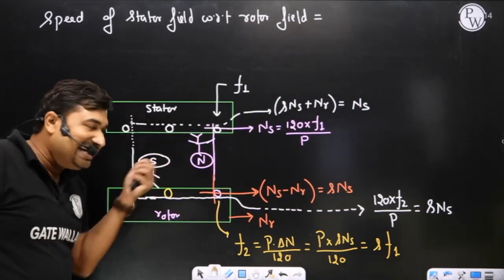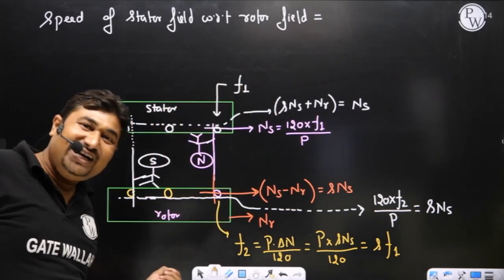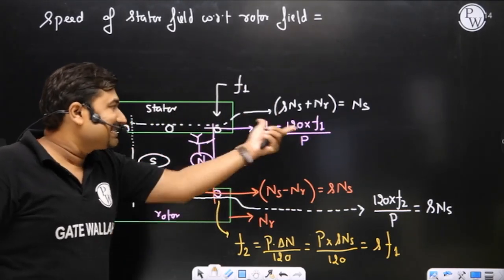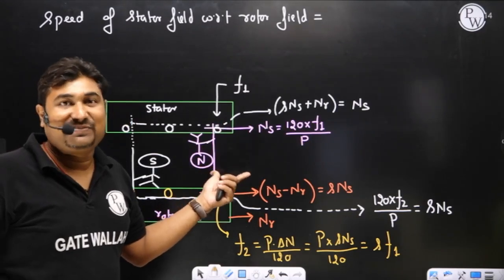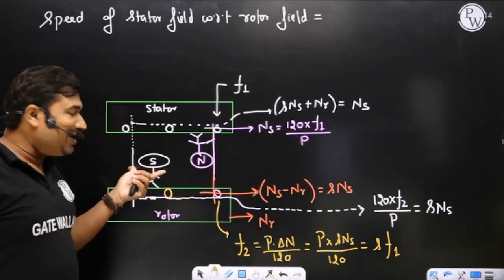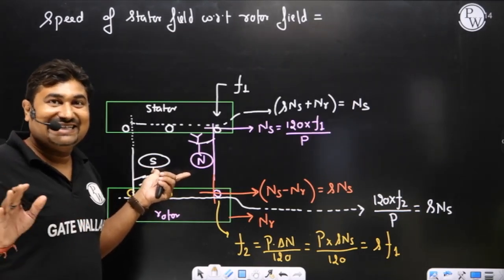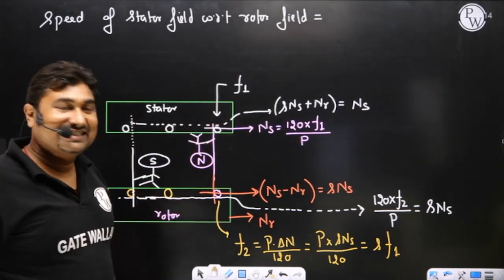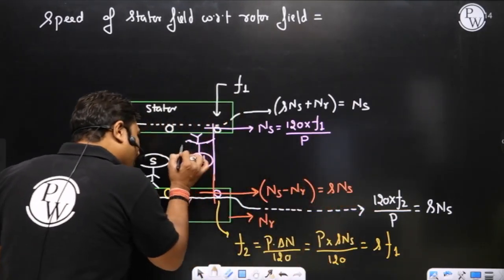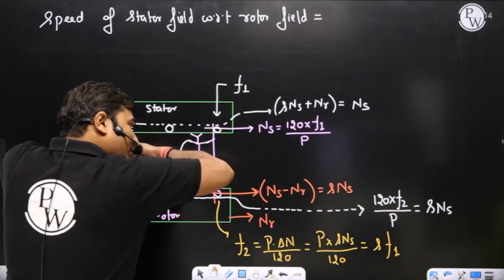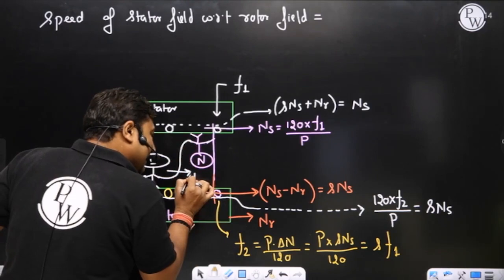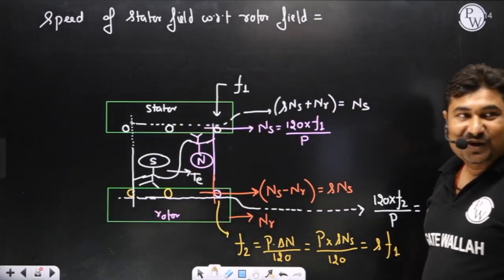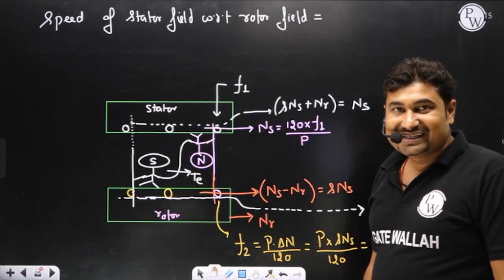So what is the relative speed between the stator field and the rotor field? In the air gap, the speed of the stator field is Ns. The air gap is also considered a stationary part. The speed of the rotor field in the air gap is also Ns. So the relative speed between stator field and rotor field is 0, and that makes them unable to let go of each other's hand. They keep applying electromagnetic torque, which is responsible for the movement of the rotor.